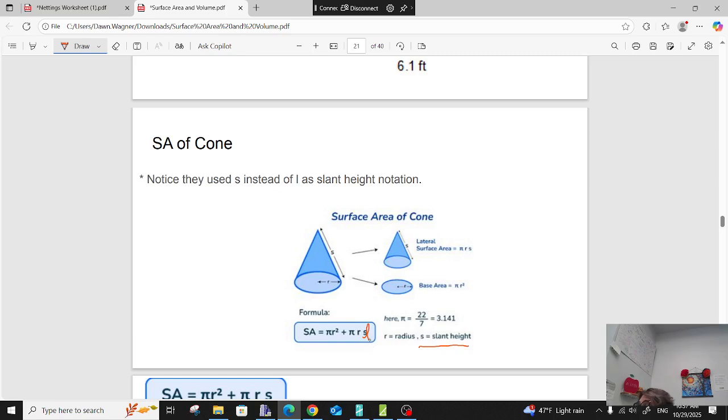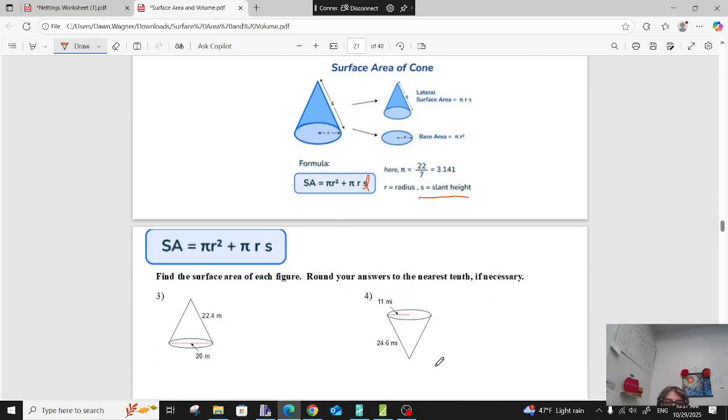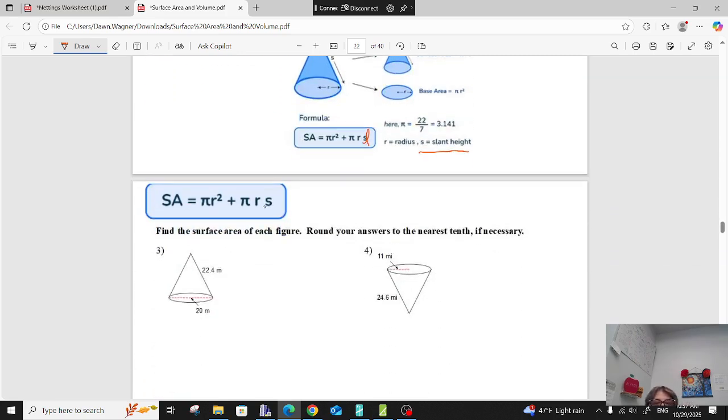Right, I have it right here. Notice they used an S instead of L for slant height because I copied this off the internet. But most textbooks would have this as an L, to tell you the truth. I mean, I've taught for a long time. Most of the time they have these as L's. So, for a cone, I'm just going to do one of these and then give you your worksheet to go off of, okay?